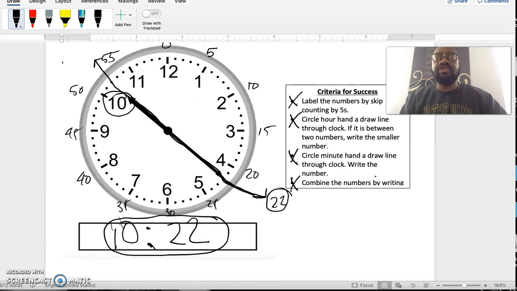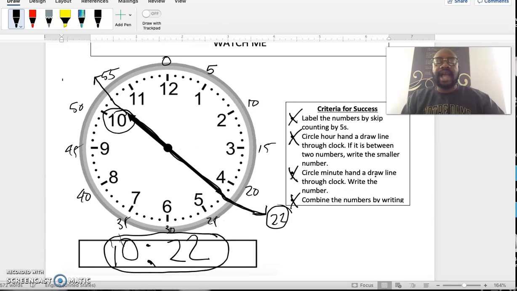Please make sure you use the criteria for success for every single question, even if you're like, I know how to do this, I got it. The criteria for success is there to help you make sure you do not forget any important steps in finding the answer. If you have any questions, do your best. Use the criteria for success to help you.